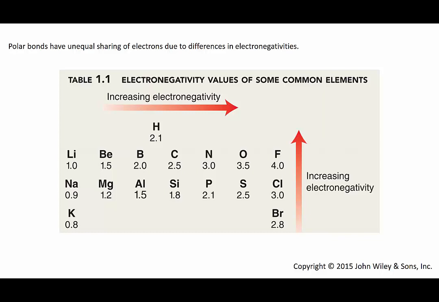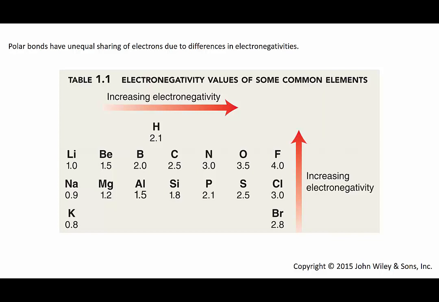Bonds are formed when two elements share electrons, but not all elements share electrons equally. Polar bonds are formed when two elements have different electronegativities. Electronegativity is a measure of an element's strength or pull on electron density in a bond.